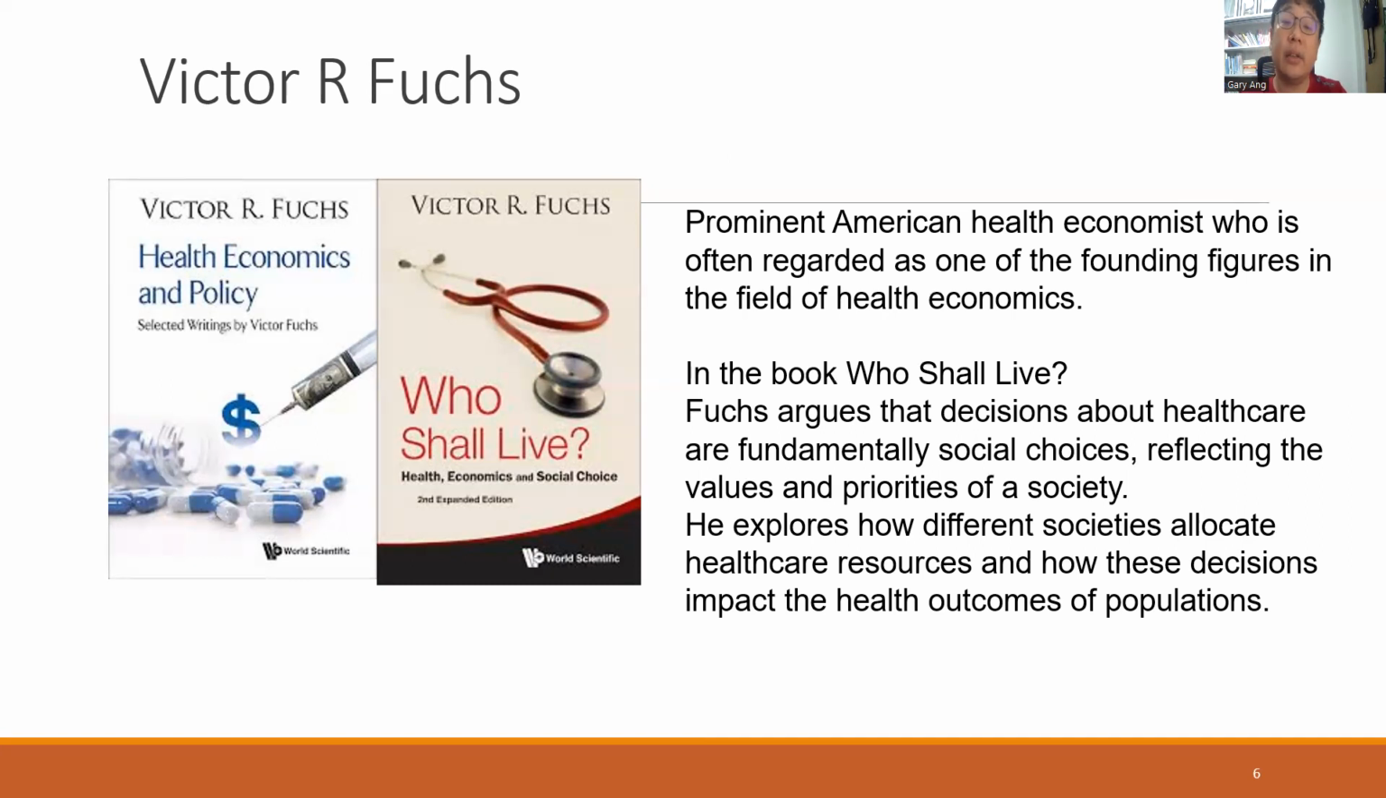In the book, he argues that decisions about healthcare are fundamentally societal choices reflecting both the values and priorities of the society. For example, in certain countries, such as the USA, there is not really this thing called a universal healthcare system because their values and priorities focus on individual responsibility. So Victor Fuchs also explores how different societies allocate healthcare resources and how these decisions impact the health outcomes of the population.